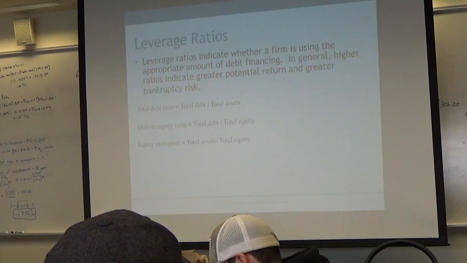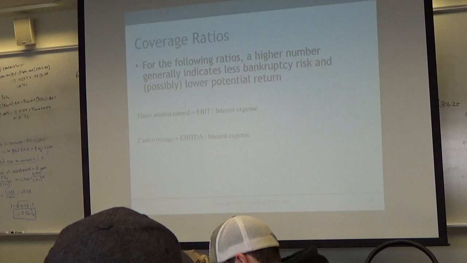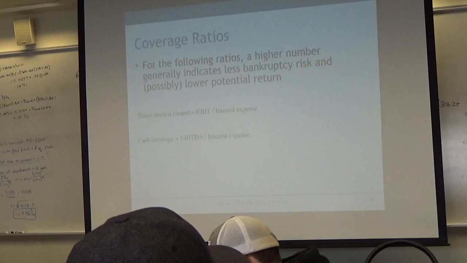total equity. For coverage ratios, a higher number generally indicates less bankruptcy risk and possibly lower potential return. So times interest earned is earnings before interest and tax divided by interest expense.